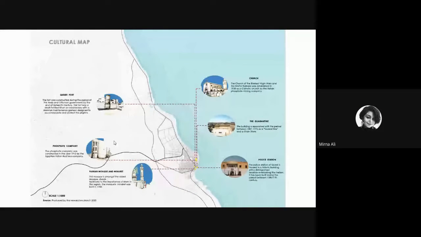Okay. In terms of understanding the city, we tried to have different mappings. As mentioned, Qusair tried to talk about the timeline so we can have a better understanding of the cultural mapping of the city, or which are the main assets related to the culture. The main ones are the Qusair Fort, the Phosphate Company, the Farran Mosque and the Minaret, the police station, the quarantine, and the church.